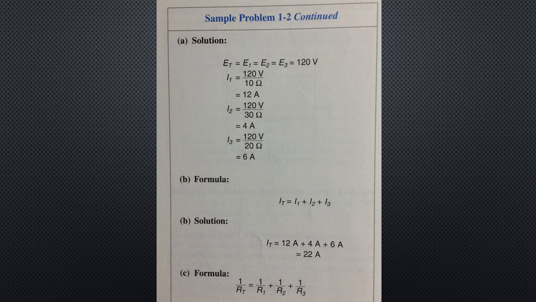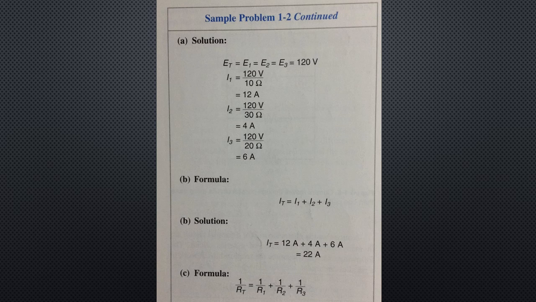The solution for the first part of the problem, where EMF T, or total EMF, equals E1 equals E2 equals E3, which in this case is 120 volts. For the currents, at 1 we divide 120 volts by 10 ohms, in this case we get 12 amps. The current at 2, we divide 120 volts by 30 ohms, in this case 4 amps. Finally, current number 3 is 120 volts divided by 20 ohms, or 6 amps.